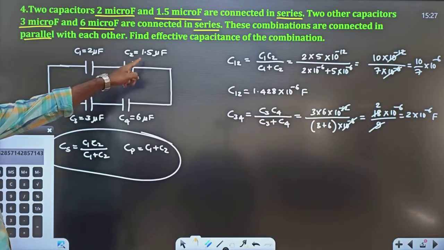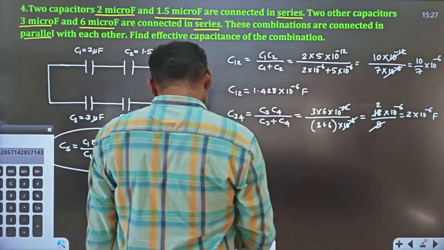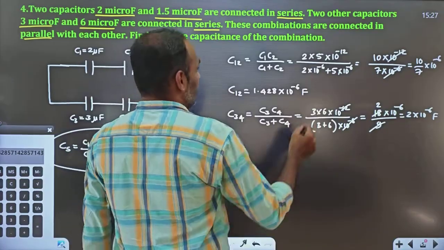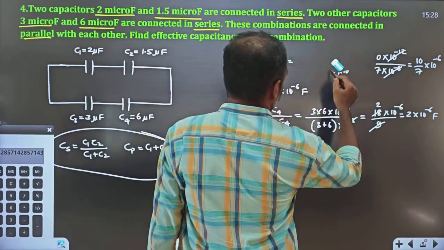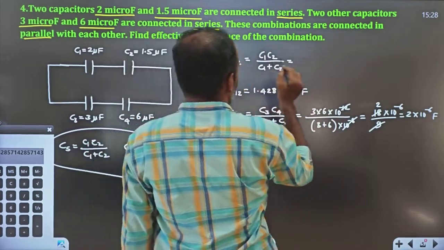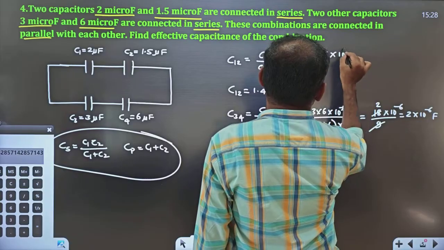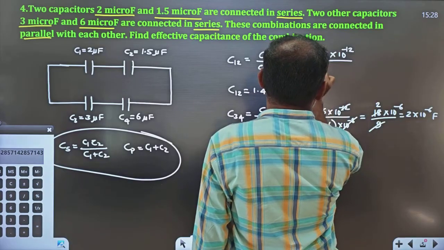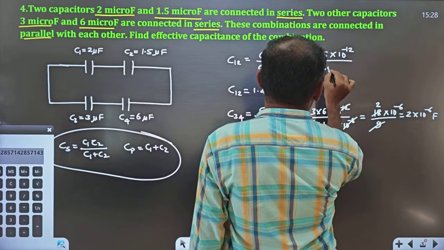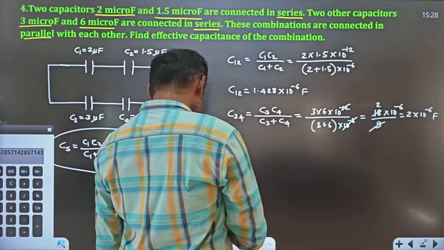Here C2 is 1.5. It is not 5. I'm extremely sorry. So this is 1.5. Okay, let us take it as 1.5 microfarad. I will calculate it once more. So 2 into 1.5 into 10 to the power minus 12 divided by 2 plus 1.5 into 10 to the power minus 6. Correct?